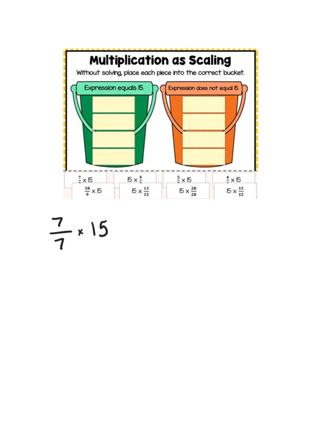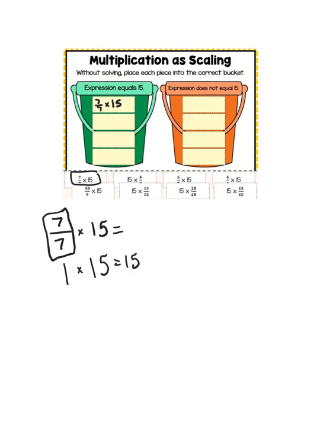Now remember, I said I wanted you to train your brain. Whenever you see a fraction like this where the numerator is the same as the denominator, you should immediately think, 7/7 is equivalent to 1 whole. And I know that 1 times 15 equals 15. So this first expression here should go in the expression that equals 15 column. 7/7 times 15 equals 15.